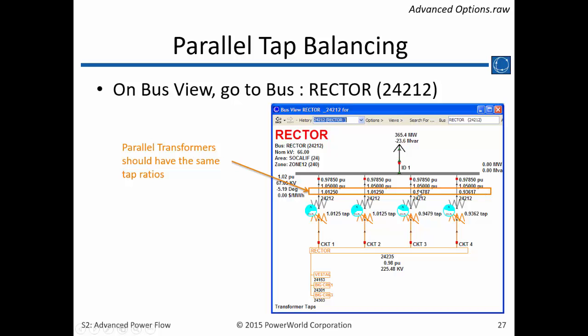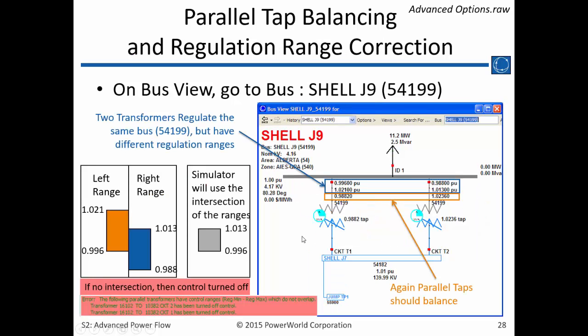We have two that are the same and the other two are different, which means right now there would be circulating VARs on these transformers because of the difference in taps. And parallel transformers, if possible, should have the same tap ratios so that the VAR flows are all roughly the same on each transformer, all flowing into one of the two terminal buses, not that we have a circulation of VARs. So if we look at a different bus in this example, we'll see at this bus we have two transformers regulating the same bus, but they have different regulation ranges.